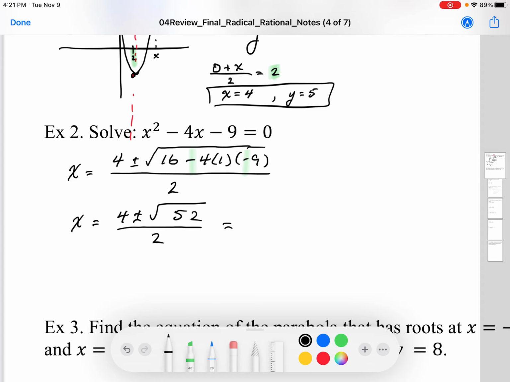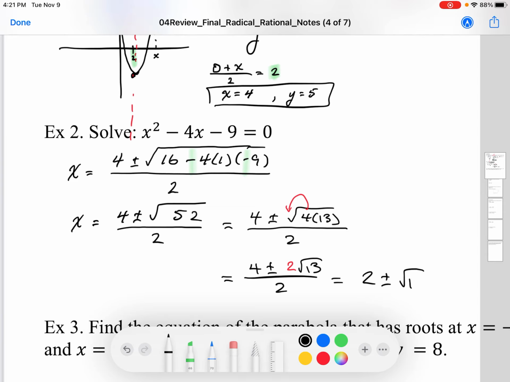Now that is the correct answer, but we're going to simplify this. So 4 plus minus, I'm going to take the perfect square of 4 out. So it's going to be 4 times 13. And that perfect square can come out of the square root. Okay, and then we end up with 4 plus minus 2 square root 13. And then we can simplify that to 2 plus minus square root 13. And that's the solution to that quadratic equation.